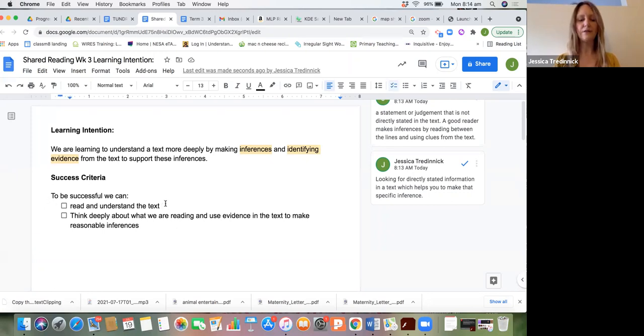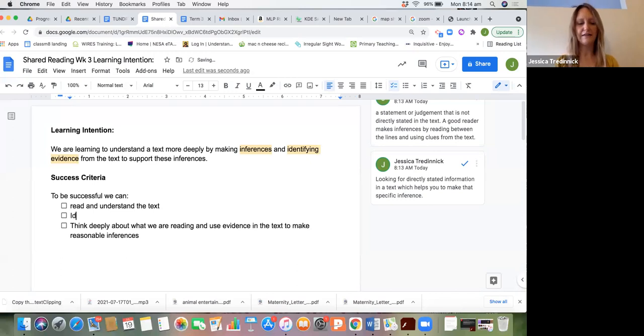I also like to include in our success criteria to identify the purpose of the text. And the reason I do this for any text that I'm reading is because if I know why it's being written and who it's being written for, I get a better understanding of what it is trying to tell me. So these two we'll be looking at today. And then the next one, which we'll pick up tomorrow, is actually thinking deeply about what we are reading and use evidence in the text to make reasonable inferences.